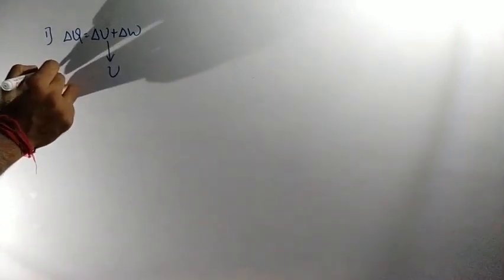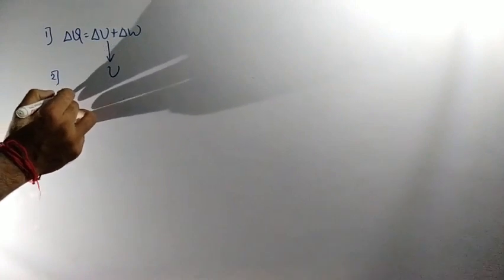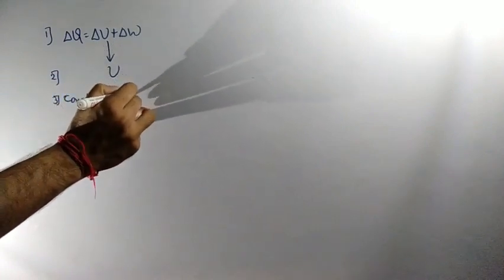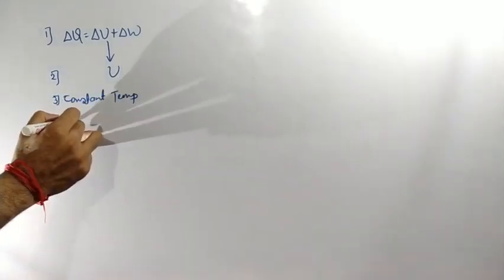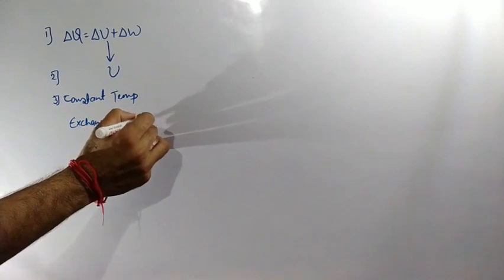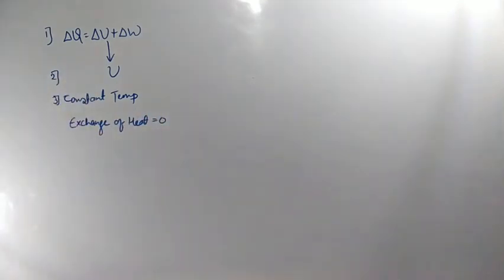Next, what are isothermal and adiabatic processes? Isothermal process means constant temperature. Adiabatic means the exchange of heat will be equal to 0. No exchange of heat will be present in the adiabatic process.